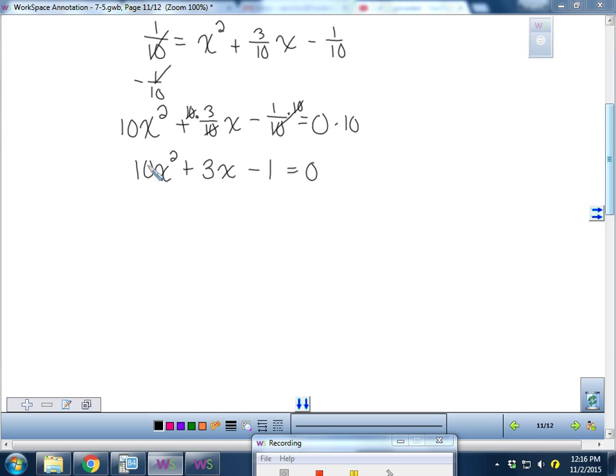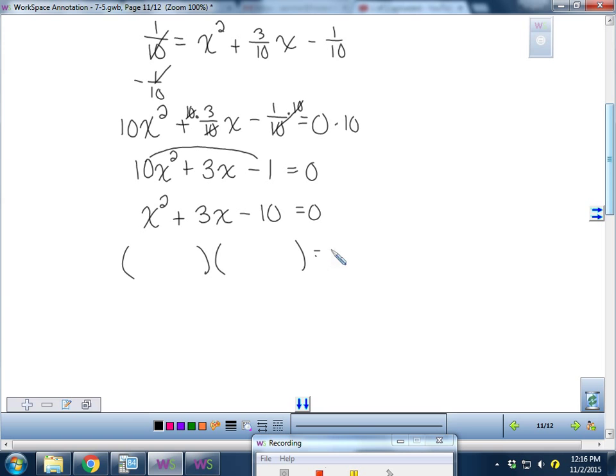But the problem is that I have a 10 in front. So since I have a 10 in front, we'll do the illegal move. We'll do 10 times -1. So I get x squared plus 3x minus 10 equals 0. I'm going to go ahead and factor that like I would a normal trinomial.